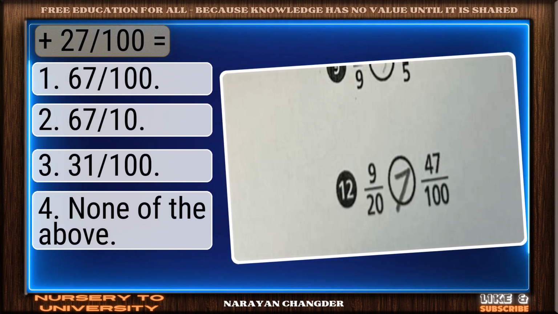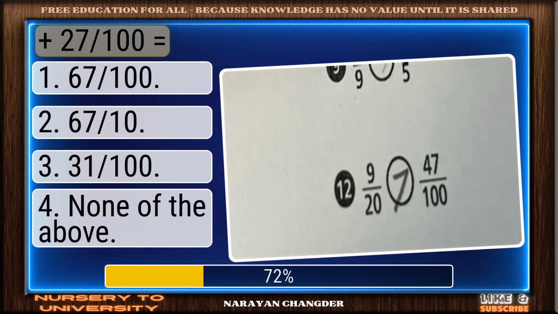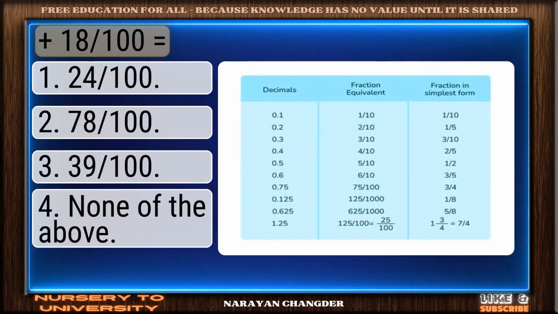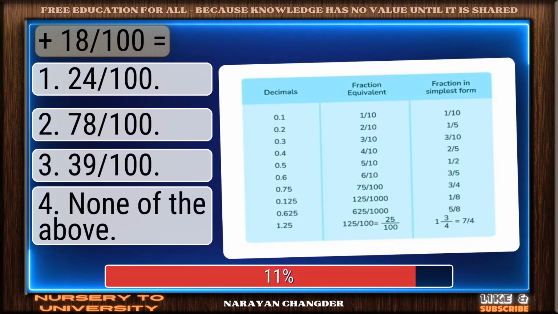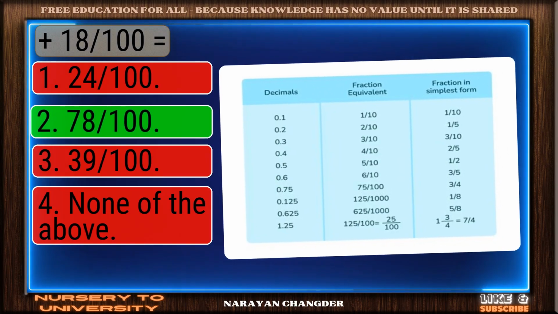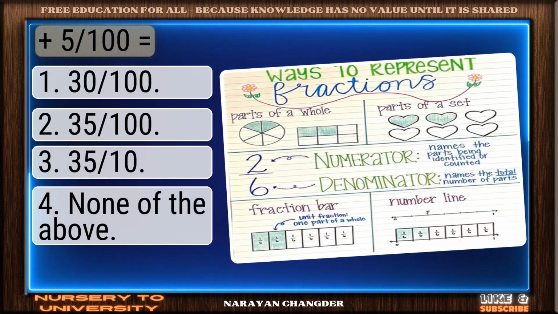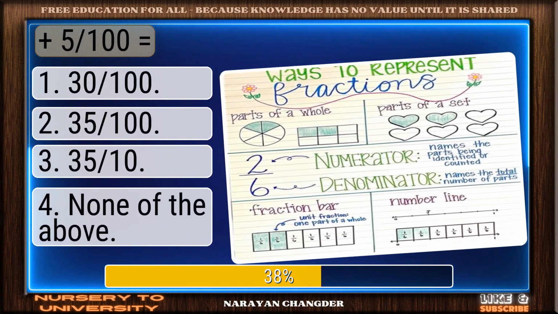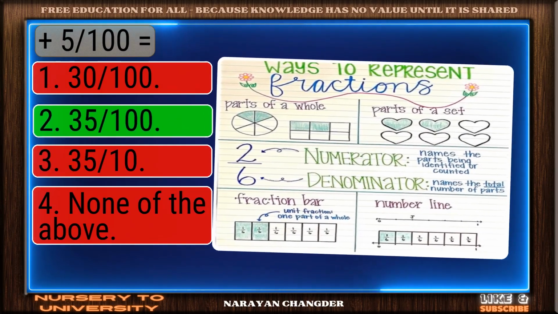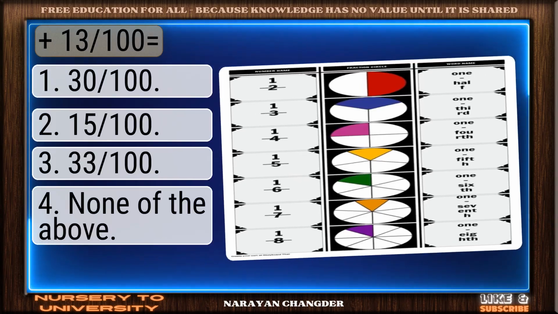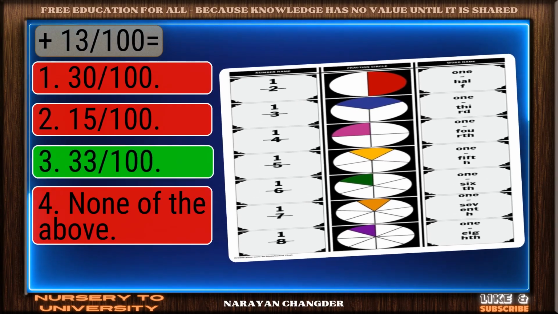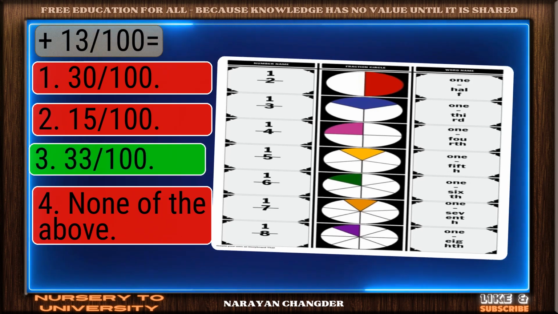Plus 20/100 equal to. Valid point. 67/100 is true. Plus 18/100 equal to. Smart pick. 78/100 is the correct choice. Plus 5/100 equal to. Well reasoned. 35/100 is the correct choice. Plus 100 equal to. Good thinking. 30/100 is the right answer.